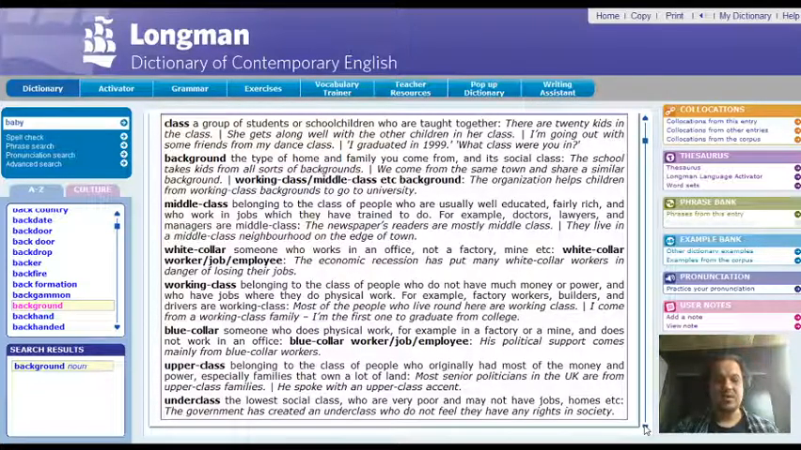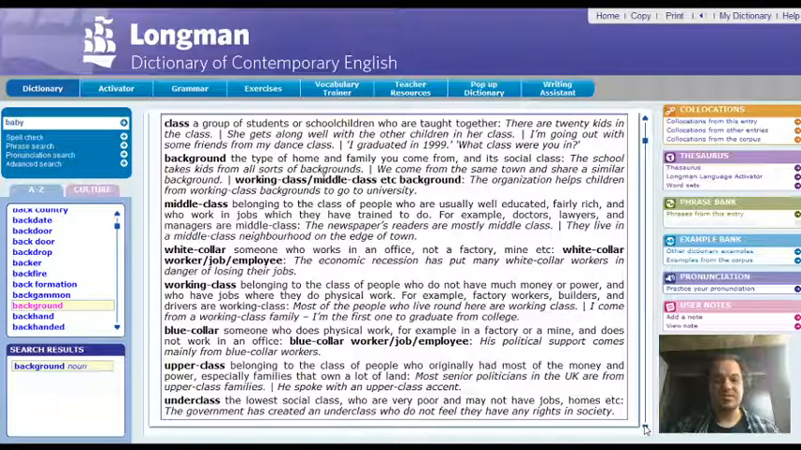Upper class: belonging to the class of people who originally had most of the money and power, especially families that own a lot of land. Most senior politicians in the UK are from upper-class families. He spoke with an upper-class accent.